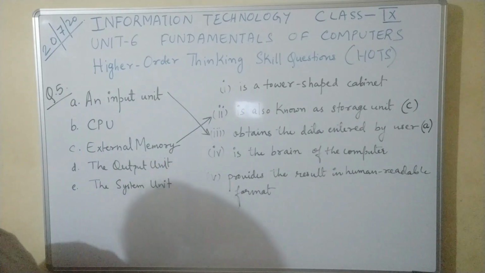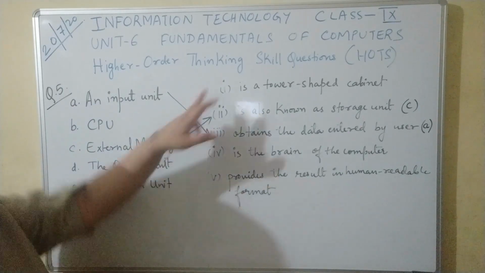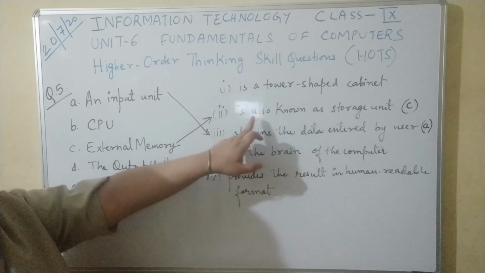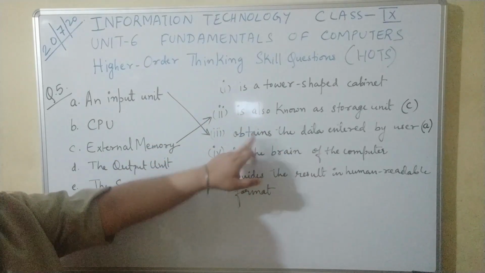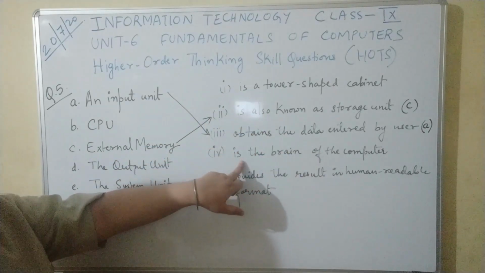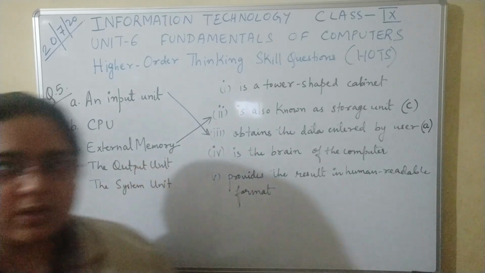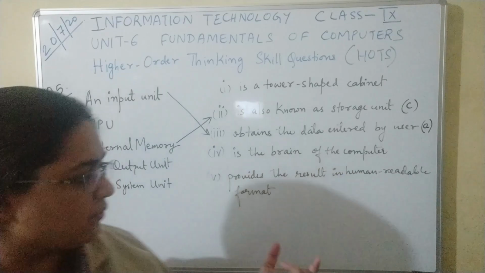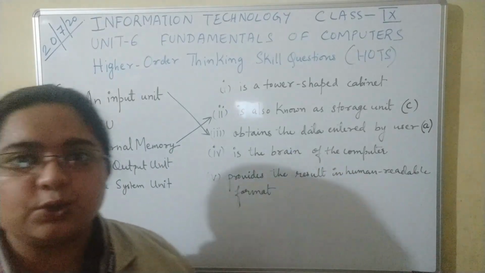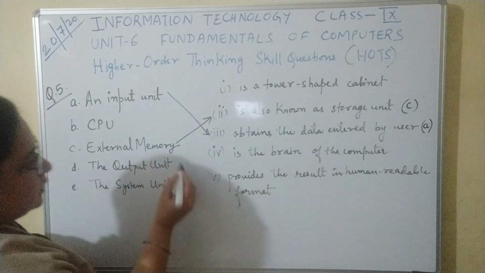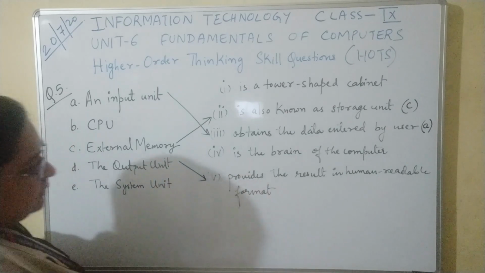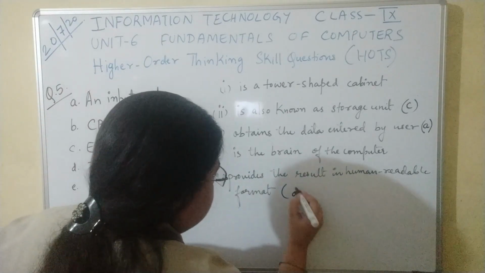Next is the output unit. Is a tower shaped cabinet? No. These two have already been matched, so we'll skip that. Is the brain? No. Provides the result in human readable format? Yes. So the output unit is the unit which provides the actual result in human readable format. So we will match this with this, and it is D.